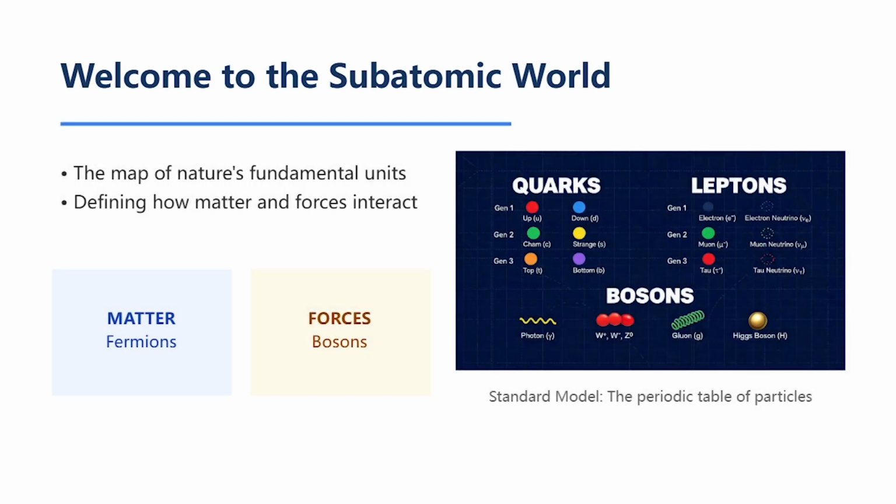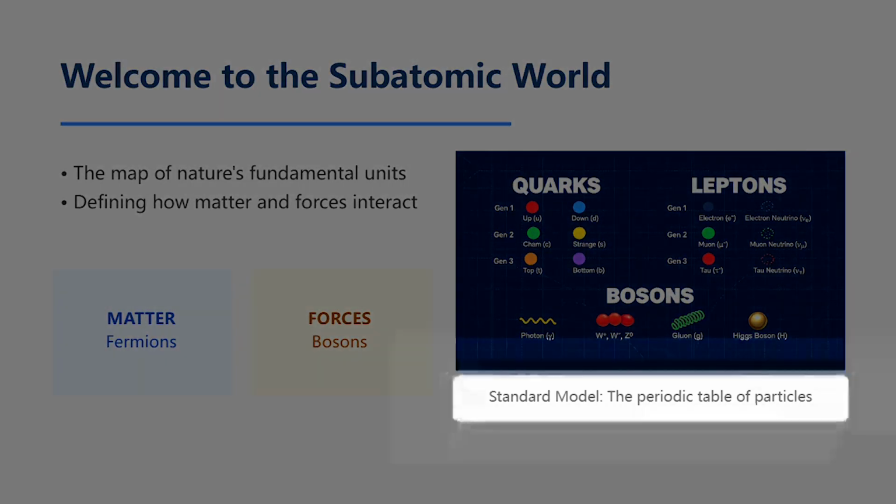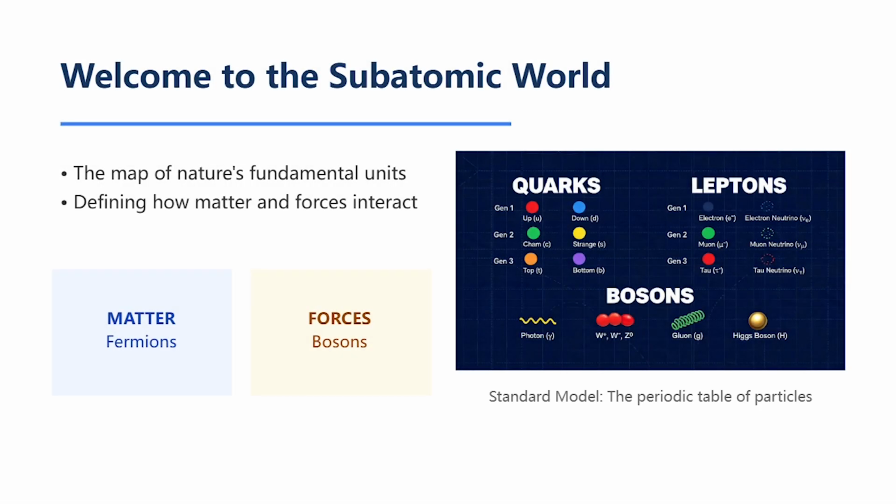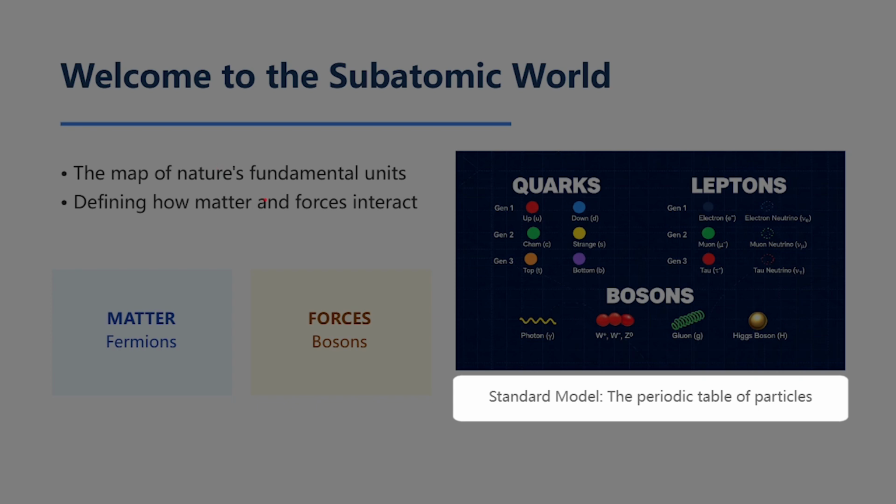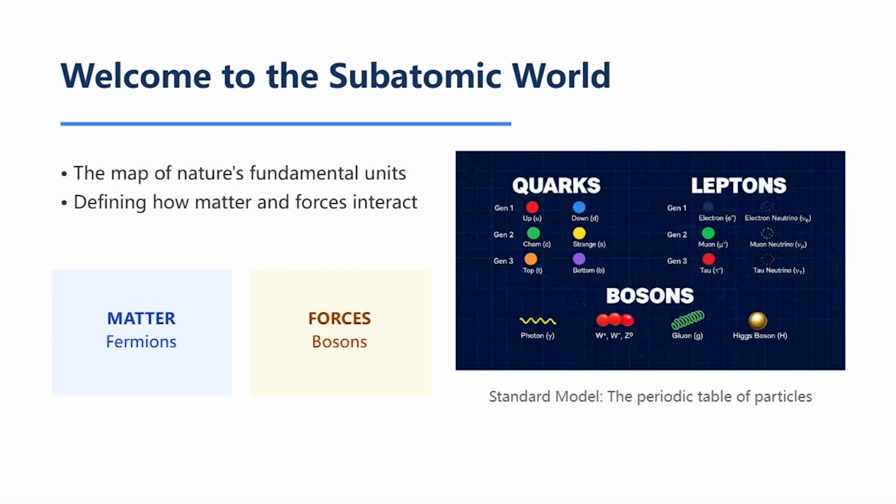We are about to embark on an extraordinary journey to the very edge of reality, the subatomic world. To navigate this tiny landscape, we use what's known as the Standard Model. Think of it as the periodic table for particle physics. Just as the familiar periodic table organizes chemical elements, the Standard Model provides the definitive map for nature's most fundamental units. Our quest in this class is to define and understand the smallest building blocks of the universe, the point where we can no longer break things down any further.